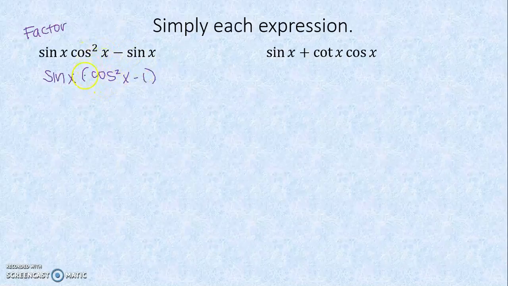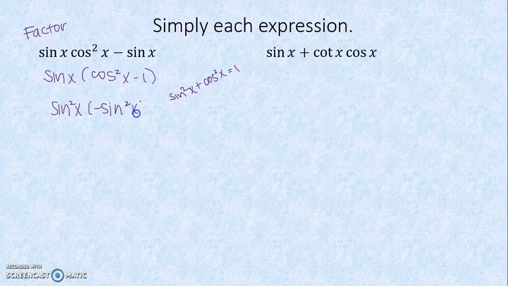Now that I see this cosine squared with this 1, that is making me think over in my head or looking at my trig identity book of this Pythagorean identity: sine squared plus cosine squared equals 1. If I rewrite that so that it's cosine squared minus 1, so essentially if I brought my 1 over to the left and moved my sine squared over to the right, I'm going to get that cosine squared x minus 1 is negative sine squared x.